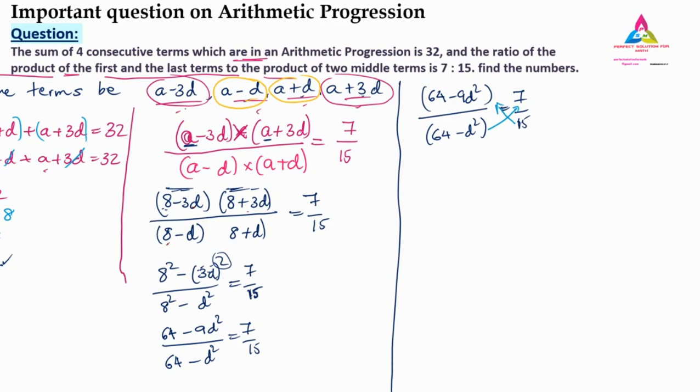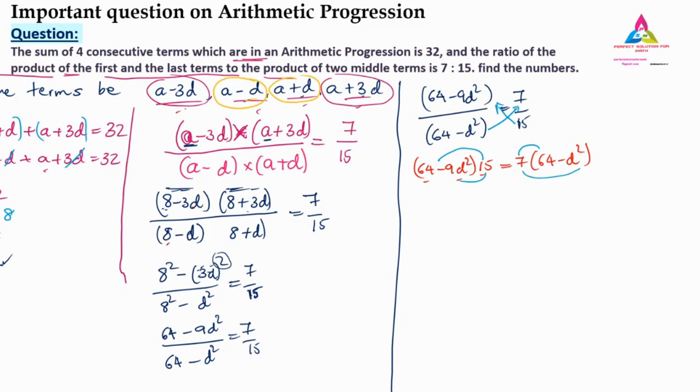When we shift the values, this 64 minus 9d square I have to write down as it is, and 15 I have to write outside the bracket, means 15 I have to multiply for both the terms, 64 minus 9d square also. That is equal to 7 into 64 minus d square. Now here give more concentration. This 15 I have to multiply for both, and 7 I have to multiply for both.